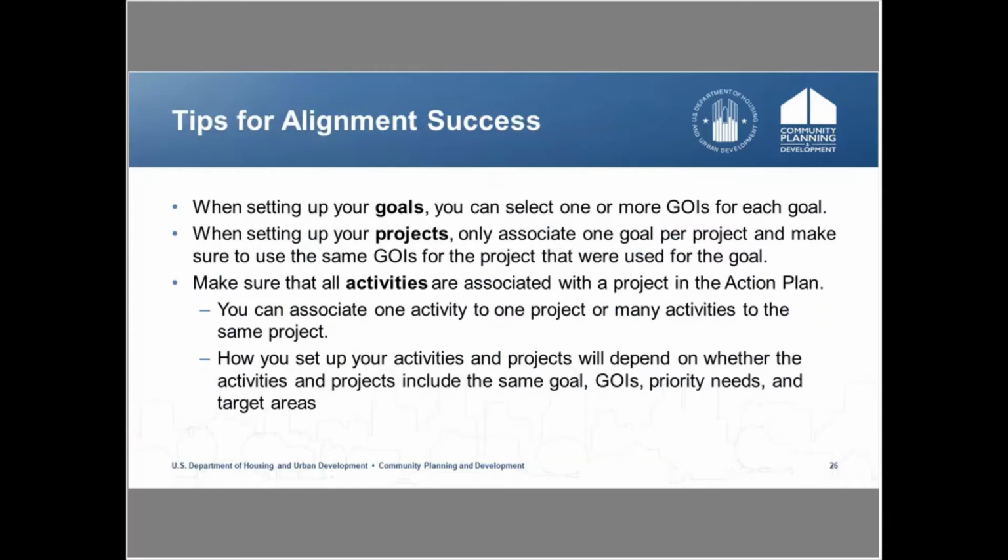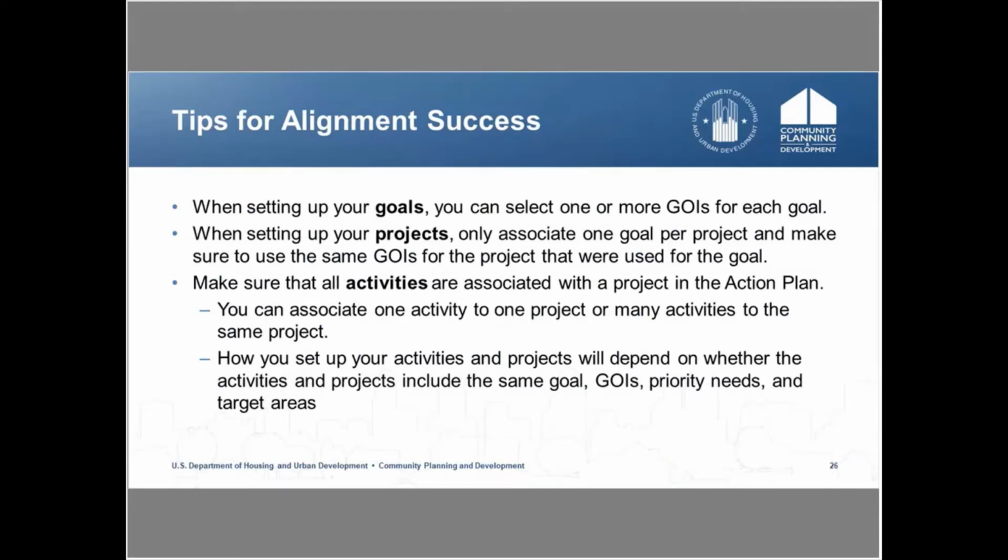Okay, so here are some tips to help set you up for success. When setting up your goals, you can select one or more GOIs for each goal. When setting up your projects, we recommend only associating one goal per project and being sure to use the same GOIs for the project that were used for the goal. A big reason for this is that if you have multiple goals associated with a project, the system doesn't know how to divide your accomplishments across those goals. If you only have one goal associated to a project, then the system is able to attribute the accomplishments to that goal.